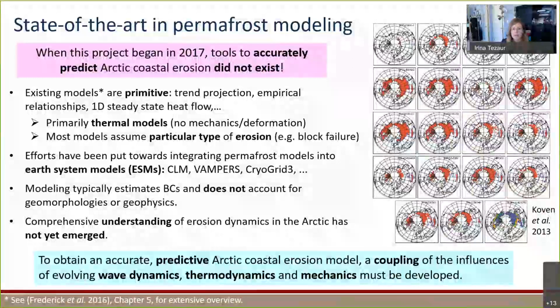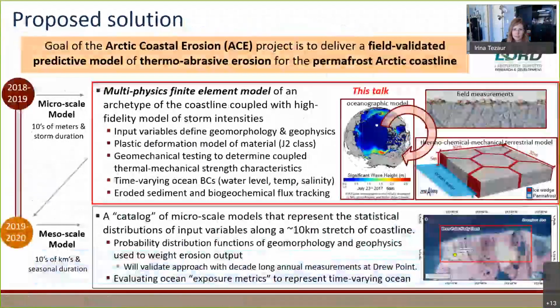There are some PDE-based models out there, but most of these are thermal models. So in particular, they don't account for the mechanics and deformation of the permafrost, which is actually important, especially if you're looking at this block failure that I showed. Another deficiency of some of the older models, they typically use fairly crude estimates of oceanic boundary conditions, and they also don't typically account for geomorphologies or geophysics of the permafrost. So that's kind of where this project comes in.